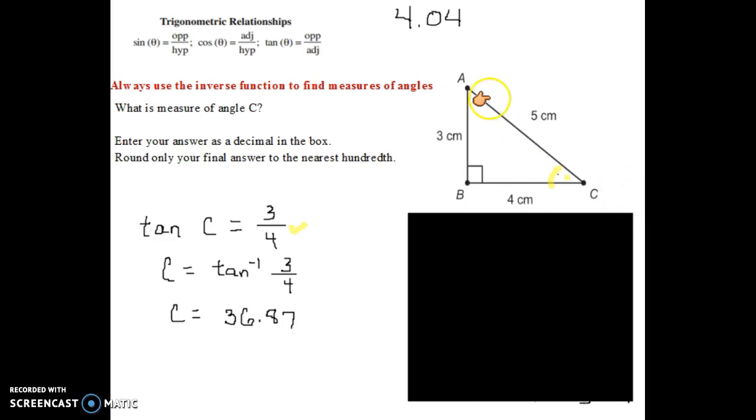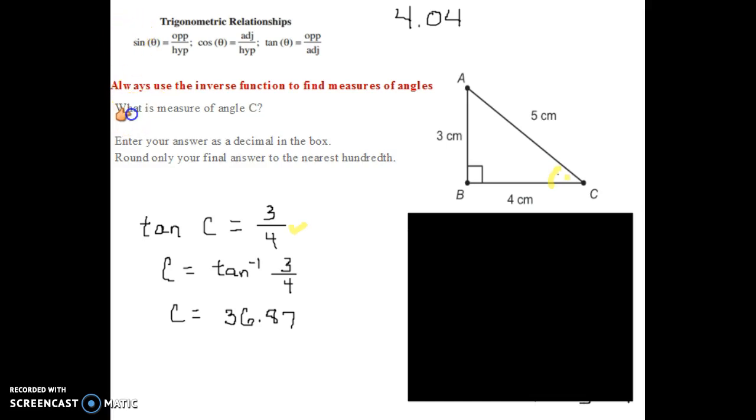All right, here's some help with 4.04. 4.04 is asking you mainly for measures of angles. So for measures of angles, we're going to actually use the inverse function for sine, cosine, and tangent to find the measure of the angle. So I'm going to show you on the calculator how to use that inverse function.